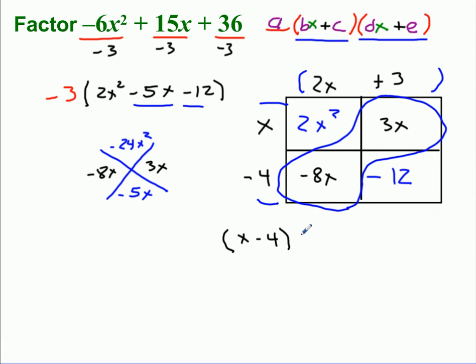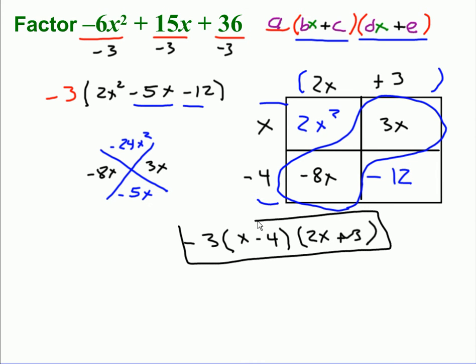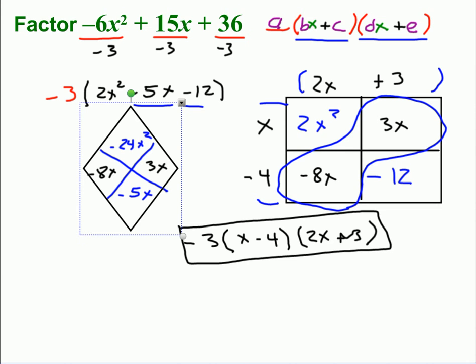So the factored version of this quadratic expression is x minus 4 times 2x plus 3. And then I don't want to forget that at the very beginning here, I factored out a negative 3. So I'm going to put that negative 3 in front. Final answer: negative 3 times x minus 4 times 2x plus 3. This is sometimes called the box and diamond method, and it can be used to factor any quadratic trinomial as long as it is factorable.